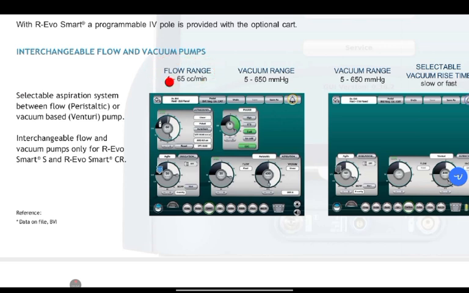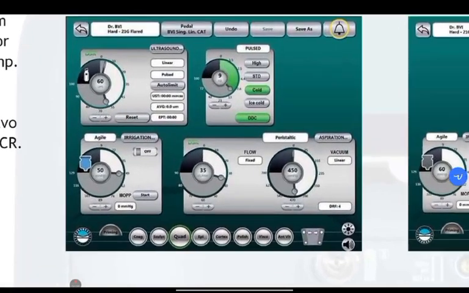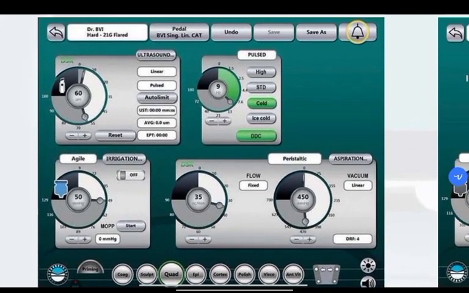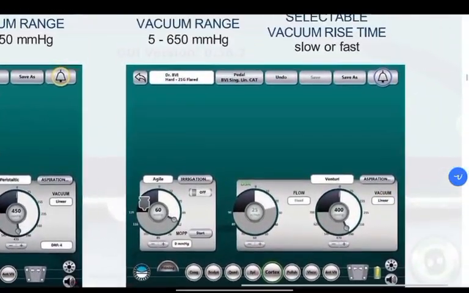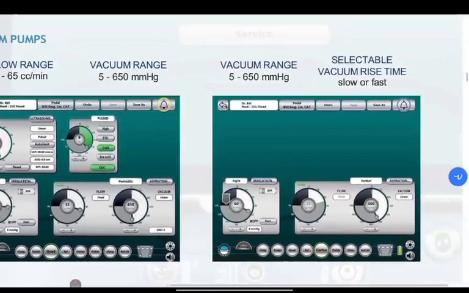The flow range is 1 to 65 cc per minute. Vacuum range is 5 to 650 mmHg. So you can see the chart of the machine which we have discussed earlier, the display panel, and here you can see the vacuum range 5 to 650 mmHg and selectable vacuum rise time, slow or fast. It is shown in this display on the right hand side.